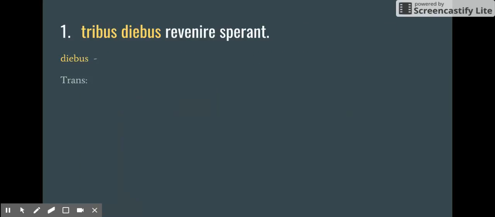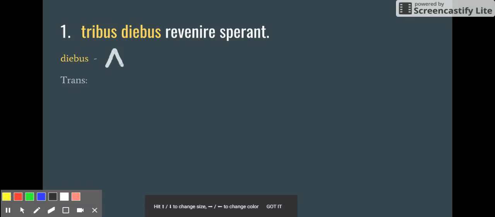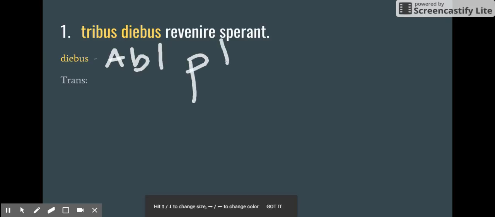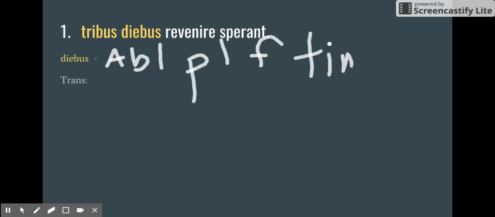So let's take a look together at the first parsing sentence. Tribus diebus revenire sperant. So right away we notice tribus diebus is a time word. And diebus, of course, is ablative. And dies lives in fifth declension. So that -ebus ending tells us that it's plural. And because it's fifth declension, we can assume it's feminine. Since we have a time word and we're in the ablative case, our sentence role is going to be time when.